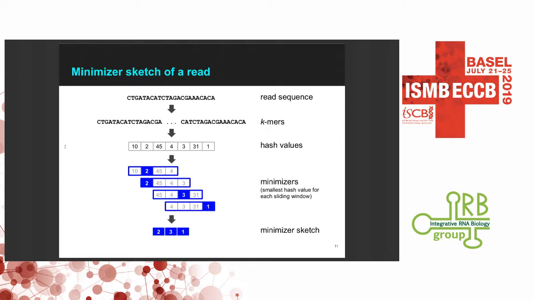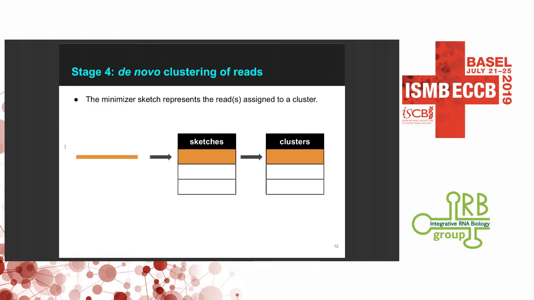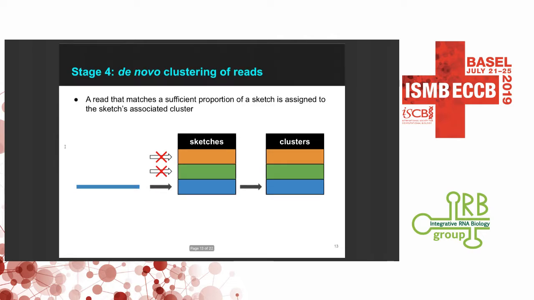To generate a minimizer sketch from a read, basically, we just need to extract all the hash values from the k-mers in the read. And for a sliding window of a fixed size, we determine the minimum hash value, and this is called the minimizer. The collection of minimizers is called a minimizer sketch. So essentially, the minimizer sketch is a sparse representation of the read sequence. The minimizer sketch is used to represent the reads assigned to the cluster. So if a read matches a sufficient proportion of the sketch, that read is assigned to the sketch's associated cluster.